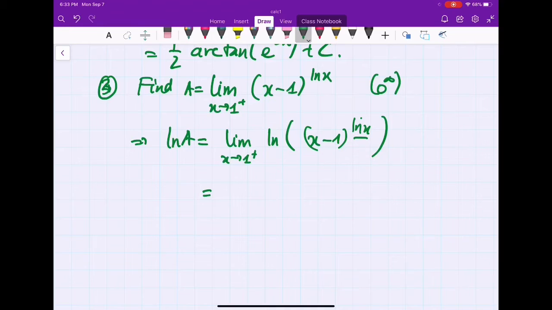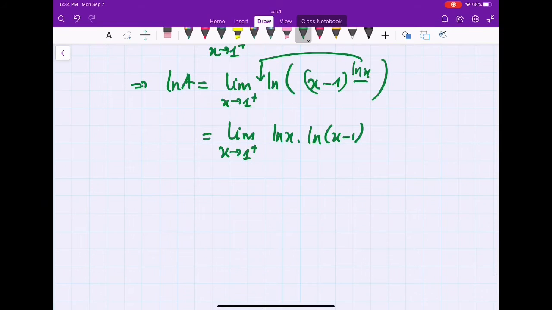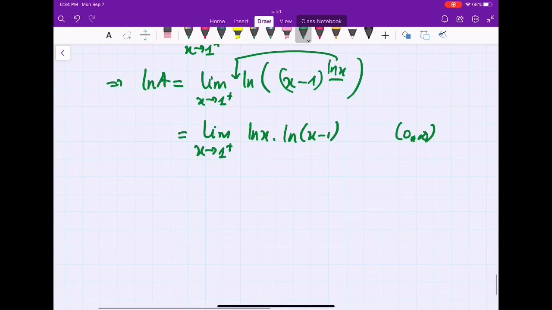So I will take ln out right here. I get the limit of ln of x times ln of x minus 1, as x approaches 1 plus. When you plug 1 into the function, you get 0 times infinity. So we might choose two ways, but I choose the following way. I write the limit of ln of x minus 1, and then 1 over ln of x.